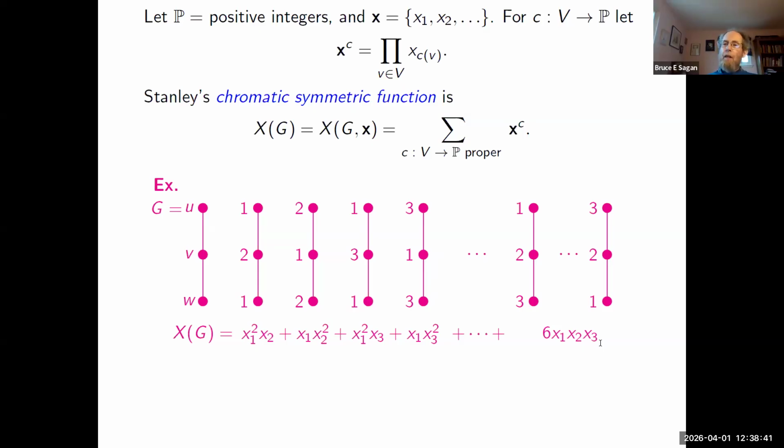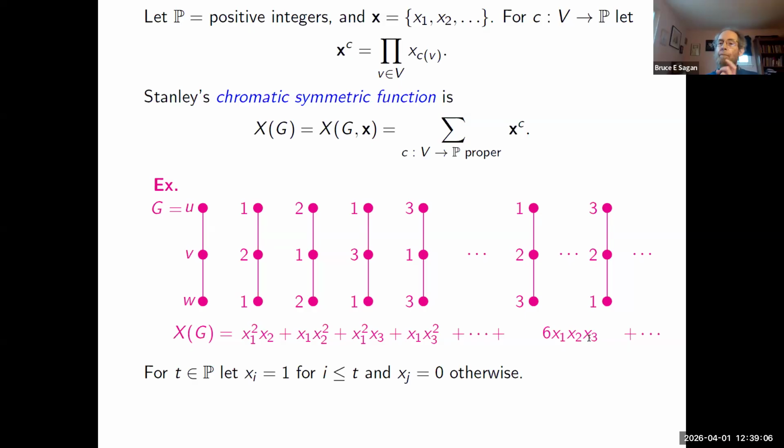What's going to happen if I use the colors 1, 2, and 4? Same deal, right? You're still going to get 6 colorings, all with x1, x2, x4. I hope it's clear that now I'm going to get all monomials of the form xi, xj, xk, each with coefficient 6. Again, so this is a symmetric function. And it's closely connected with the chromatic polynomial.